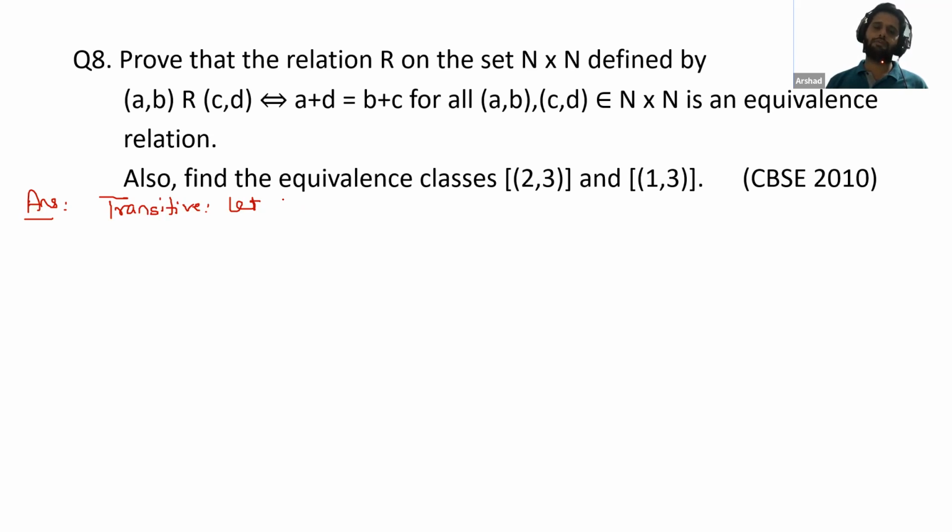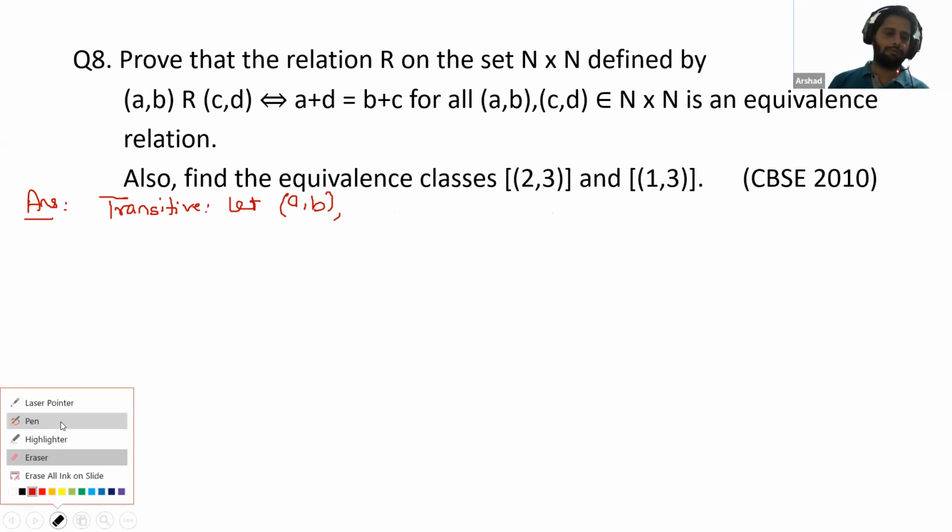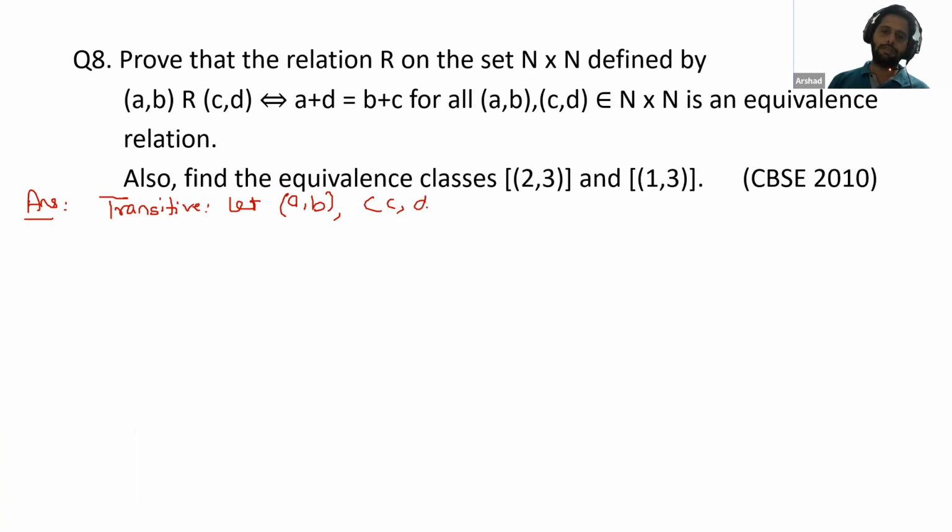So first of all we will assume the values: let a comma b, this is the first value, then c comma d, this is the second value, and third e comma f, belongs to N cross N. So we need 3 values. a b, c d, and e f belong to N cross N. This is the first value, this is the second value, and this is the third value.